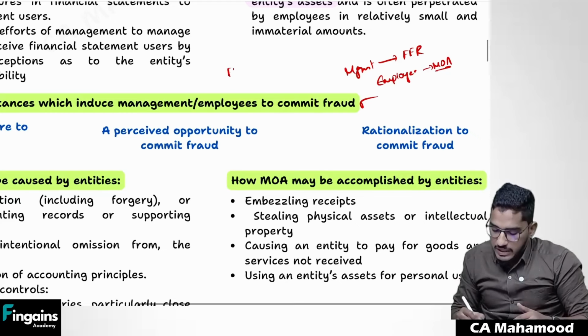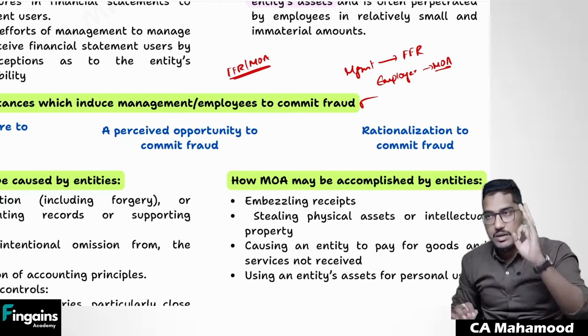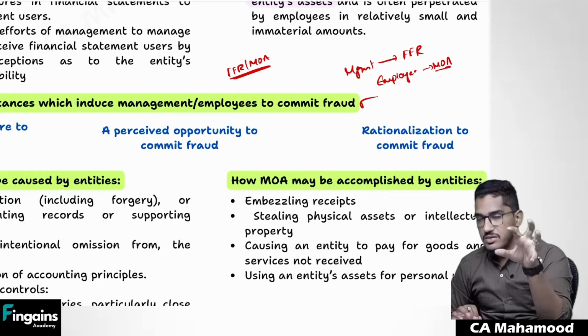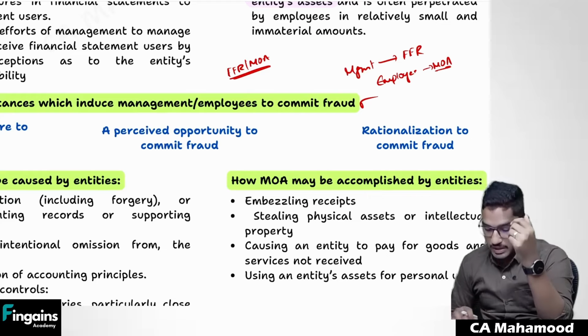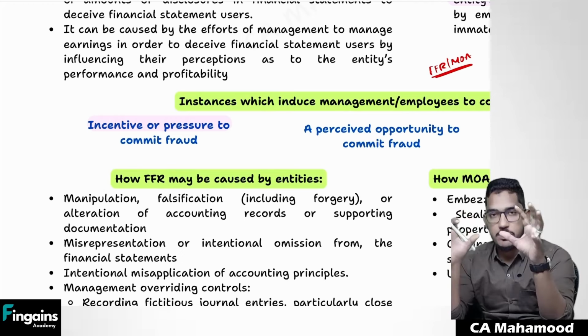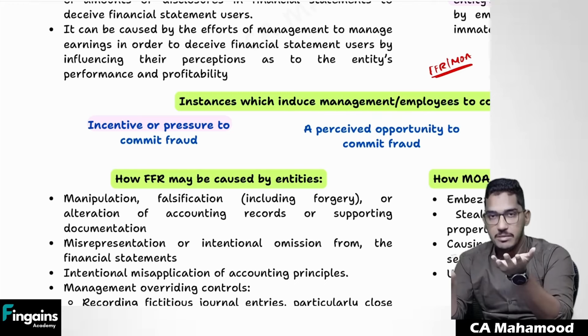You take any fraud, be it fraudulent financial reporting or misappropriation of assets, for any fraud to happen, there are three instances which must be present. So what are the three factors because of which any fraud will happen? Number one, incentive or pressure. If management is committing a fraud, they might commit that fraud because they are under some pressure, or they find some incentive in committing the act.